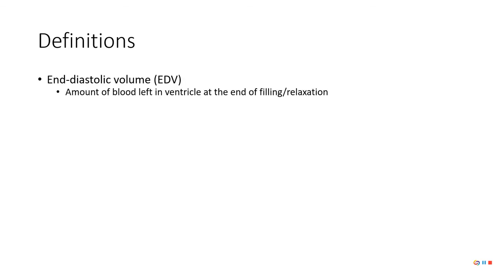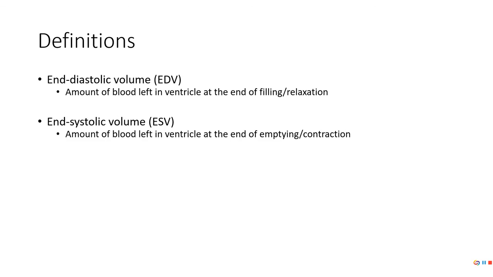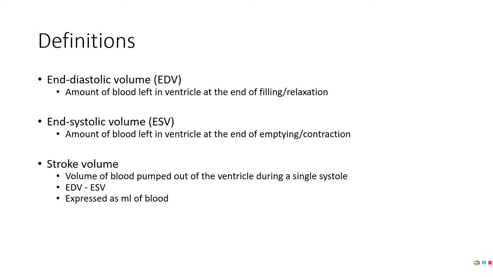Just a quick refresher: end diastolic volume is the amount of blood that's in the heart, specifically the left ventricle, at the end of the filling or relaxation phase, or at the end of diastole. End systolic volume is the amount of blood in the ventricle at the end of emptying or contraction. Stroke volume is just the difference between the two, or in other words, how much blood is leaving the left ventricle with every contraction. Generally speaking, we express this in milliliters of blood. A typical value might be about 100 milliliters.